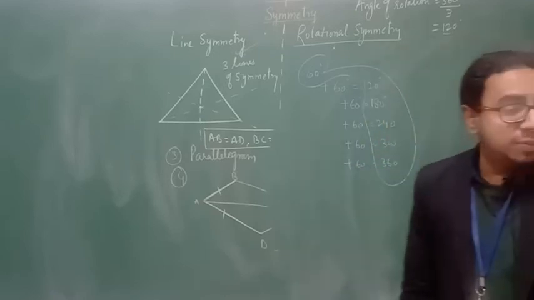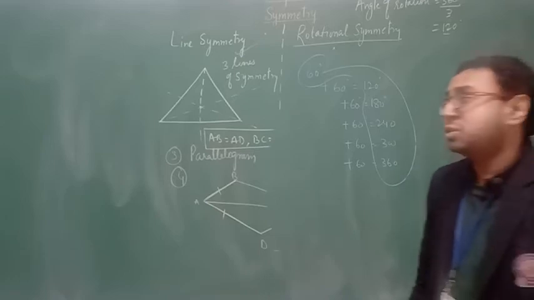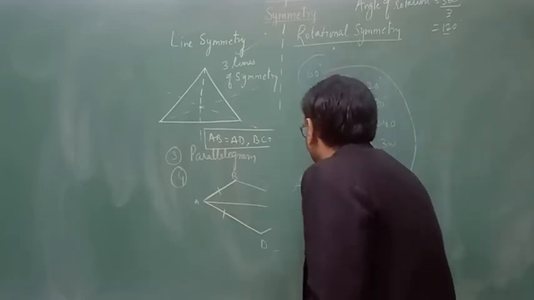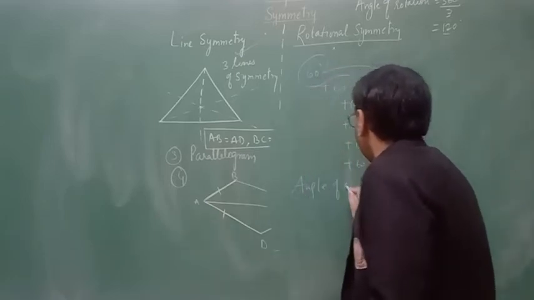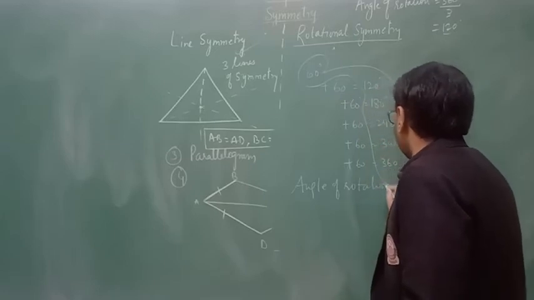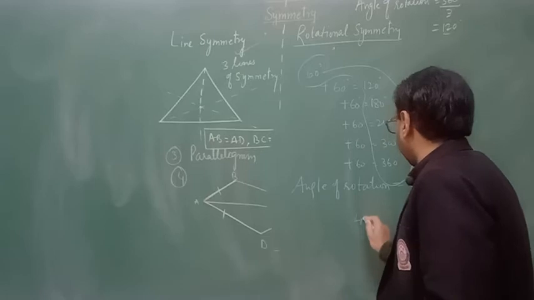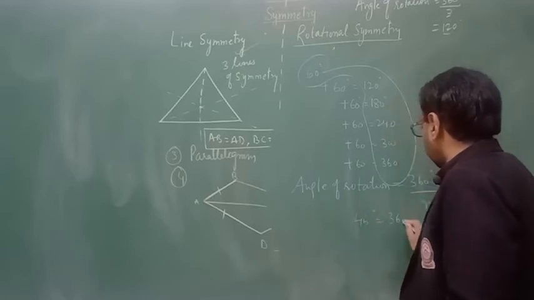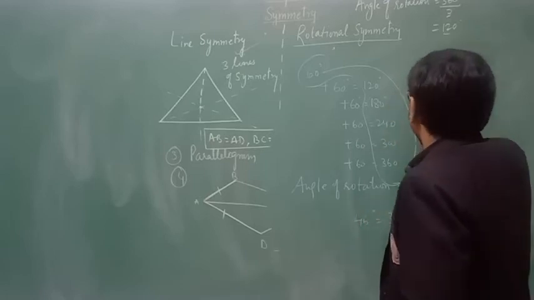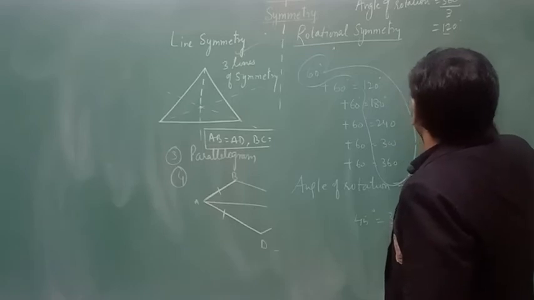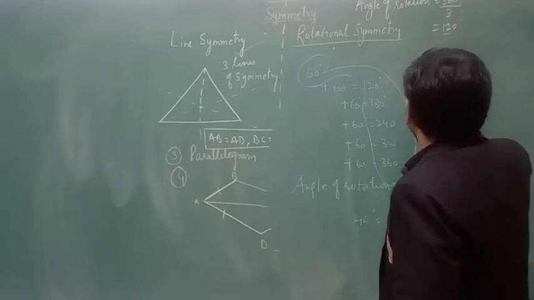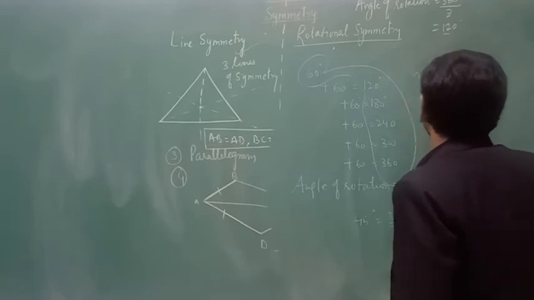Question number 7. Can we have a rotation symmetry of order more than 1 whose angle of rotation is 45 degree? Now, angle of rotation is 45 degree. Angle of rotation is 360 degree upon n. 45 degree, that is 360 degree upon n. N is equal to 360 degree upon 45 degree. If I cut, I'll be getting 12.